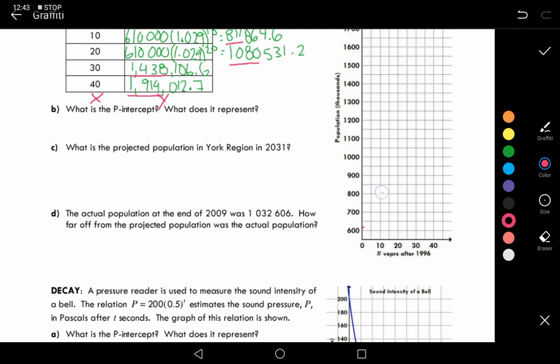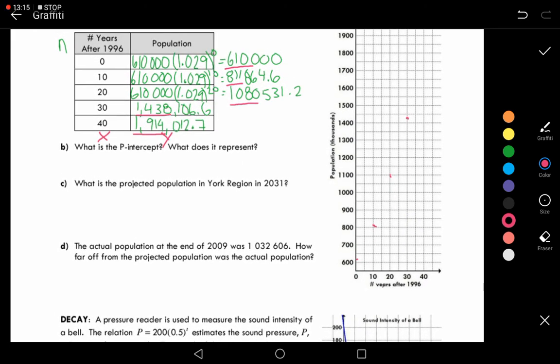800,000, somewhere in there. After 20 years, it's about 110,000. After 30 years, we're just over 14,000. And again, just try your best. It's not going to be perfect, right? And lastly, after 40 years, we're just over 19,000. It'd be somewhere in there, okay?